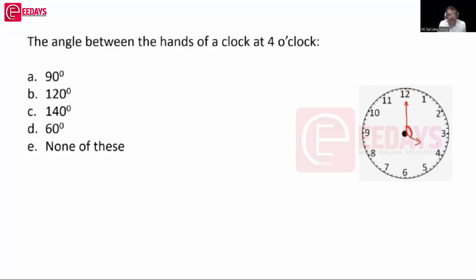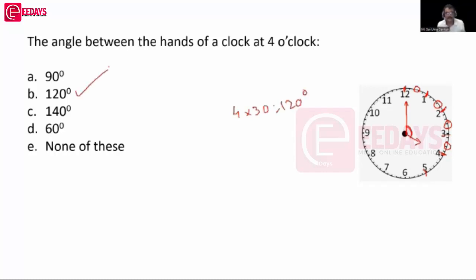Suppose if you take a clock, total how many degrees? 360 degrees. This is called the hour space. Each and every hour space is equal to how many degrees? That is equal to 30 degrees, right? Now, in between 12 and 4, how many hour spaces are there? 1, 2, 3, and 4 only. Each hour space is equal to 30 degrees. Here, how many hour spaces are there? 4 hour spaces. So total how many degrees? 4 into 30, that is equal to 120 degrees, which is the required answer.